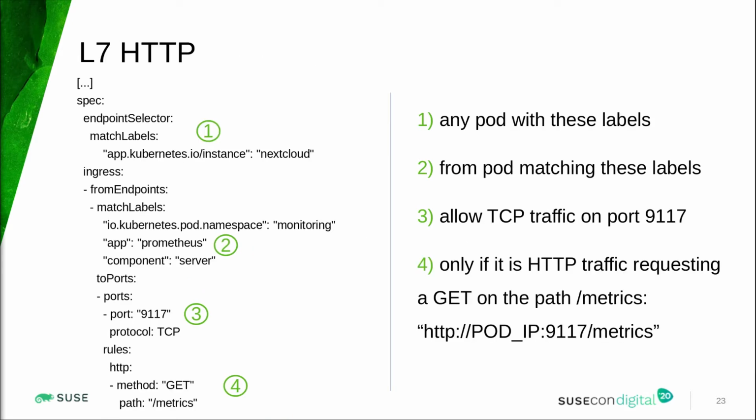One of my favorites in Cilium network policy is the layer 7 HTTP, because it's very fine-grained and we use a lot of HTTP services usually inside a Kubernetes cluster. So what we see here, until point 3, we have a layer 4 policy. And again, we just add an extra set of rules at point 4, where we say, I just allow the method GET on the /metrics path.